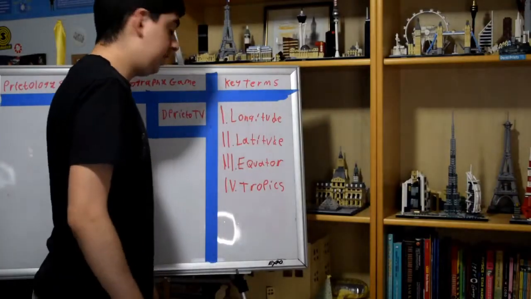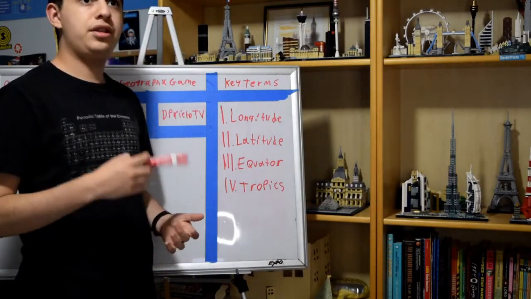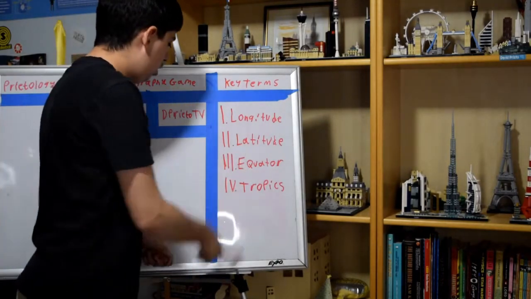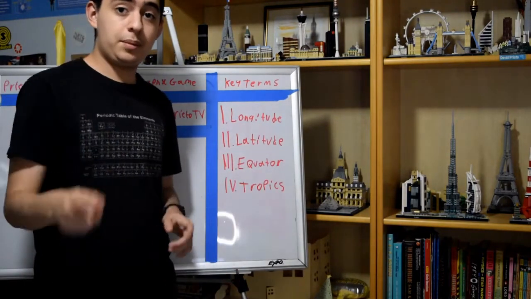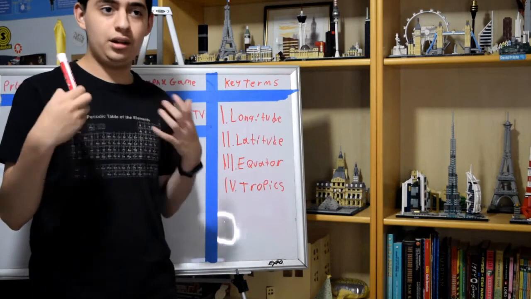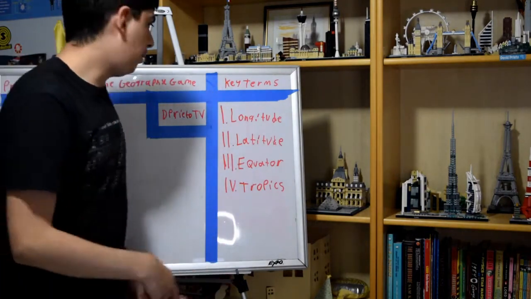Let's go over key terms. This episode is actually going to be quite short. We're on episode 2 of, I think, 6? We only got 4 key terms today, but we're going to do a little demonstration of how the sun's light affects things like seasons, latitude, longitude. Anyway, we'll get into that later.